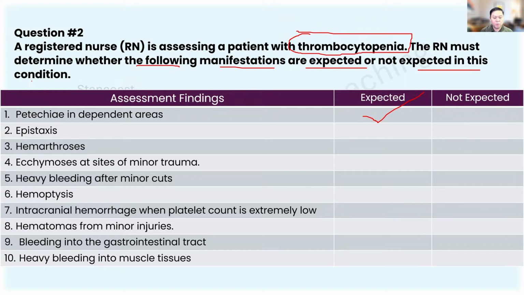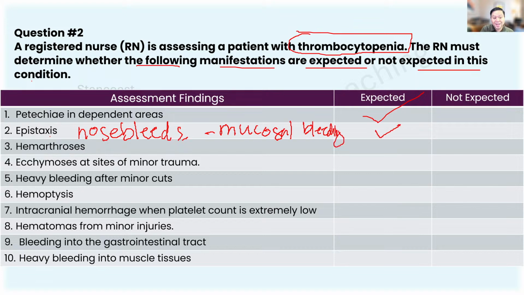Woohoo! You got one correct answer here. Very good. What about number 2? Epistaxis, nose bleeding. What do you think about nosebleeds? Will this be an expected finding in a patient with thrombocytopenia? Yeah, because it is one of those mucosal bleedings. So this is an expected finding here, a typical finding in thrombocytopenia.